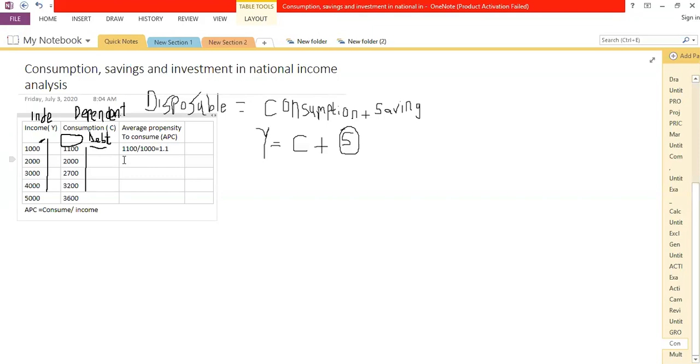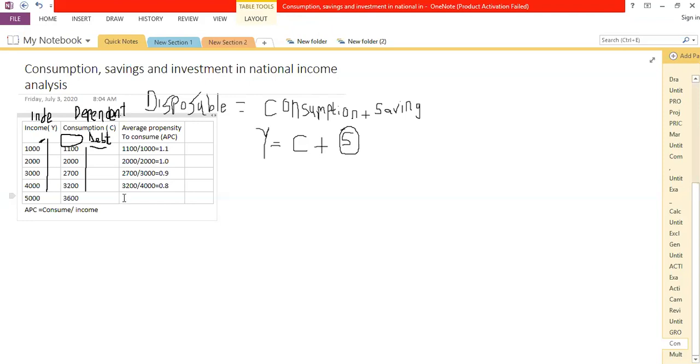The next level, we have 2,000. We are dividing this one by 2,000. This would give us 1.0. Let's evaluate the next one. We have 2,700. We are dividing this one by 3,000. That should give us 0.9. Next, we have 3,200. We are dividing this one by 4,000. 32 and 4, that should give us 8. So we have 0.8.